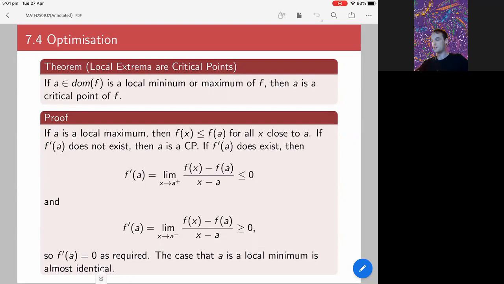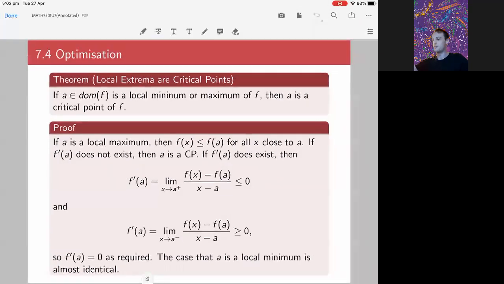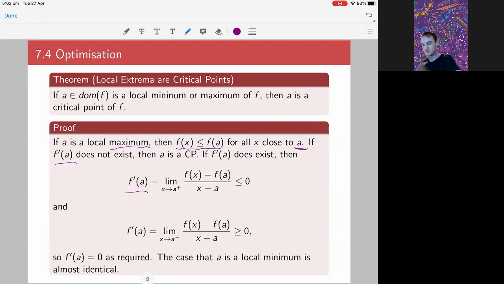Remember, the definition of a critical point is that either the derivative is 0 or the derivative fails to exist. So the proof of this result is, let's assume to start off with that you have a local maximum. If you have a local maximum, then by definition, that means that the function is never going to exceed the value of the function at the particular point of the local maximum. Now, remember, critical point means either the derivative is 0 or it fails to exist. If the derivative does not exist at this point, then we're done. On the other hand, if it does exist, then that means that this derivative exists.